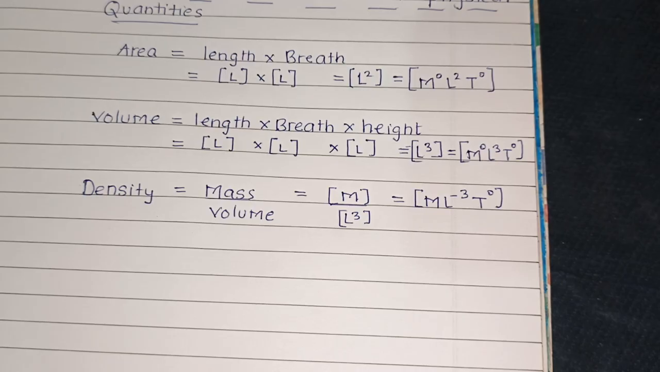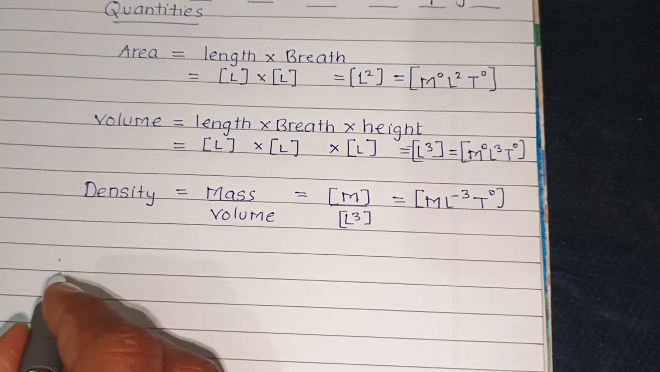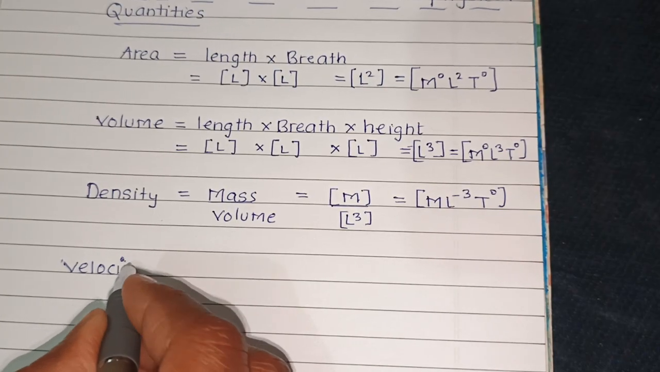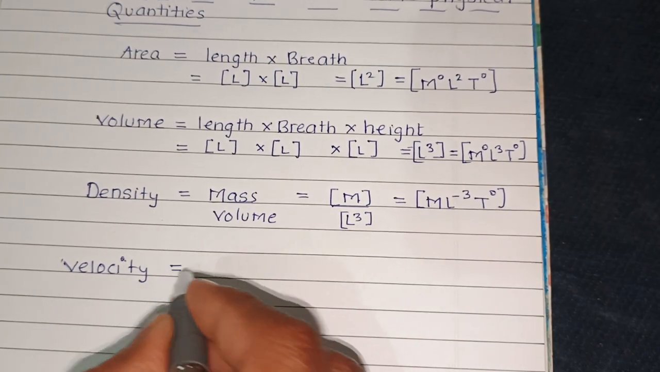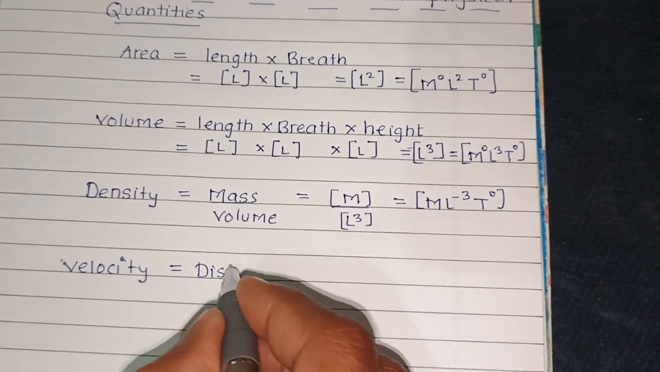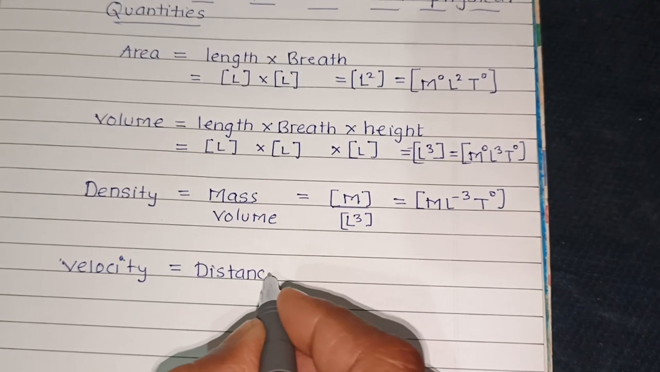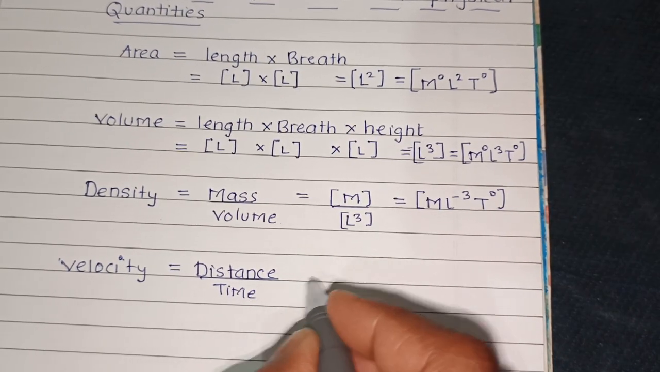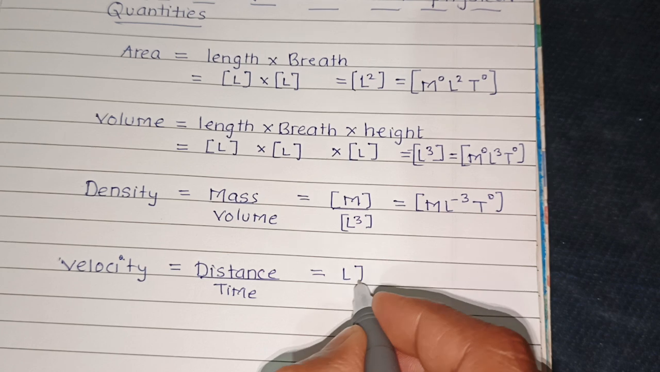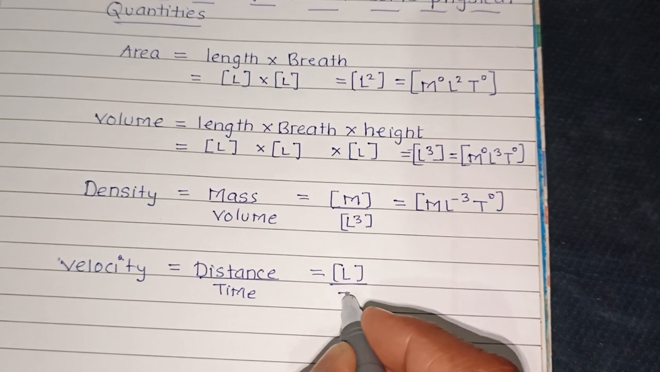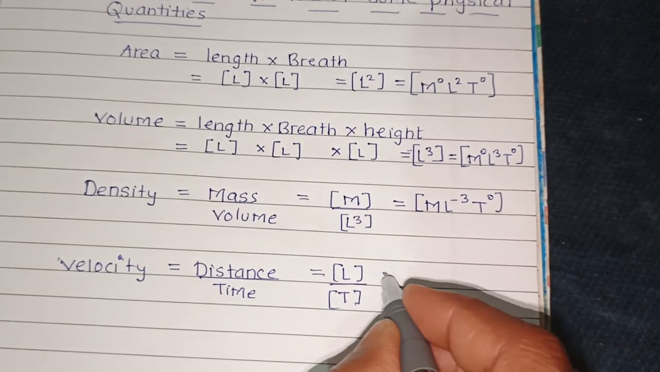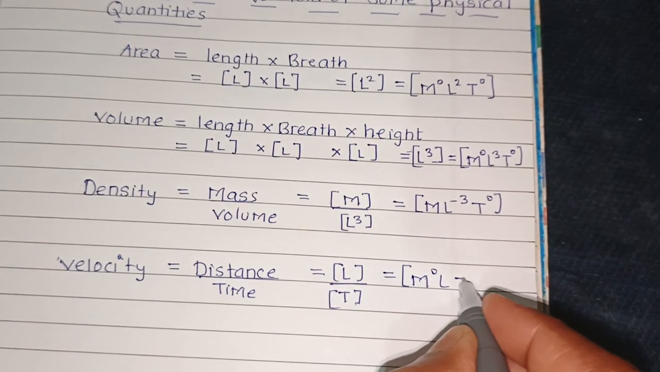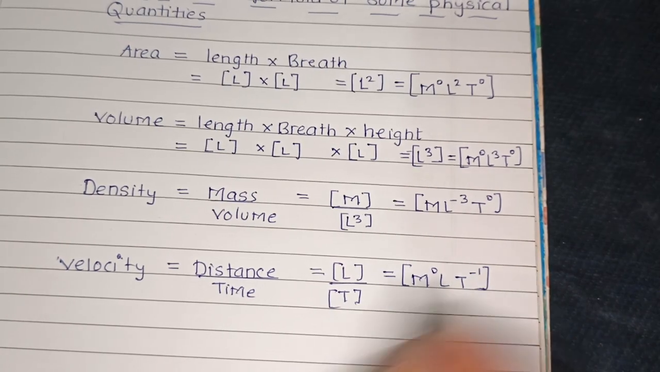Velocity. What? Velocity. Distance by time. Distance is L, time is T. So that is M to the power 0, L T minus 1.